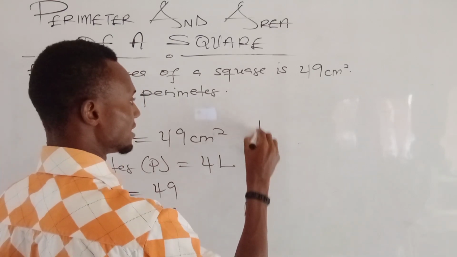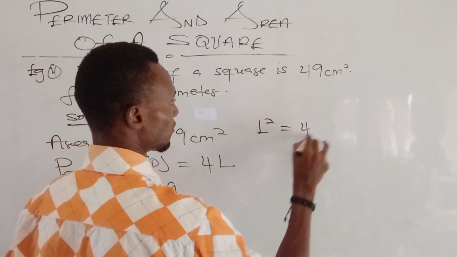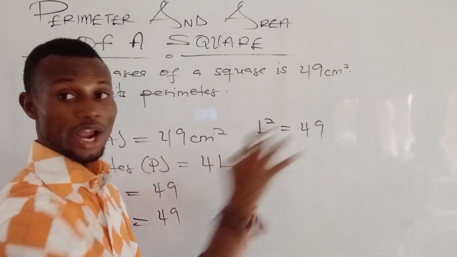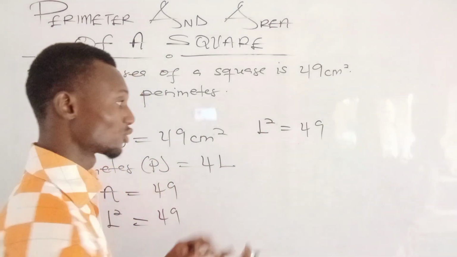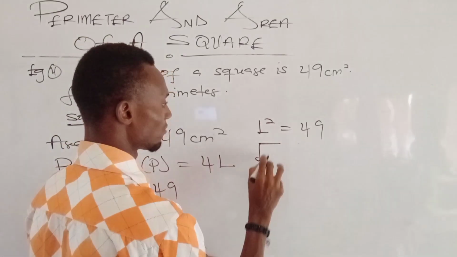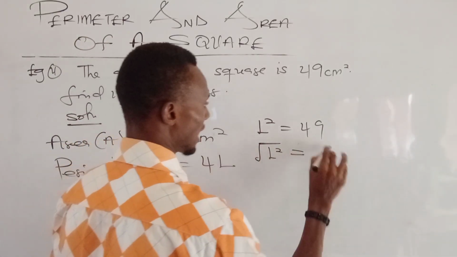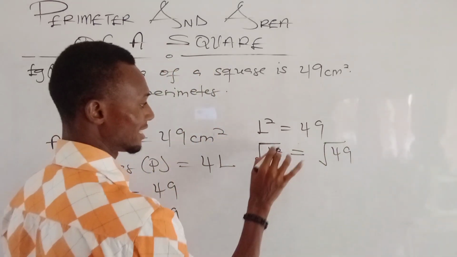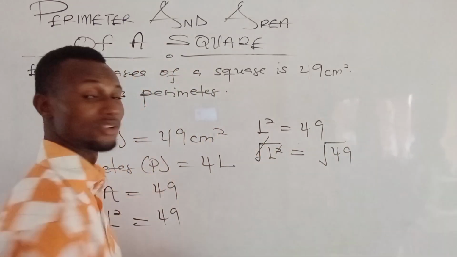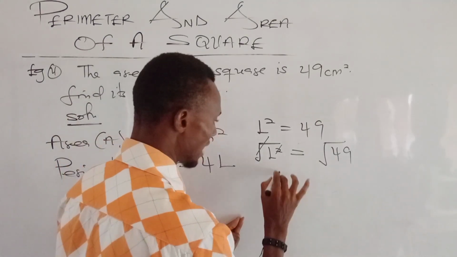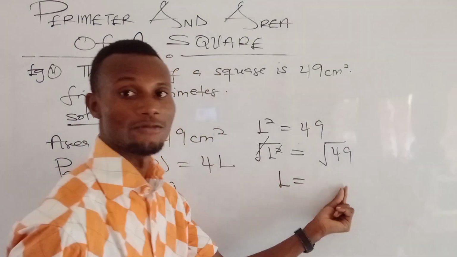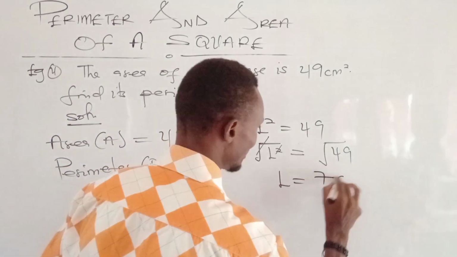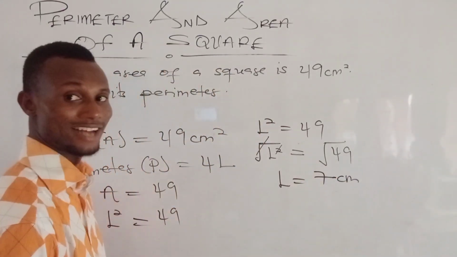So we have L square equals 49. For us to get L, we have to take the square root of both sides. That's how to handle it. So I'll take the square root of this L square, then I'll take the square root of the 49 as well. The square will cancel the square root sign away. Then we have L equals the square root of 49, which is 7. So you have 7 centimeters as the length.